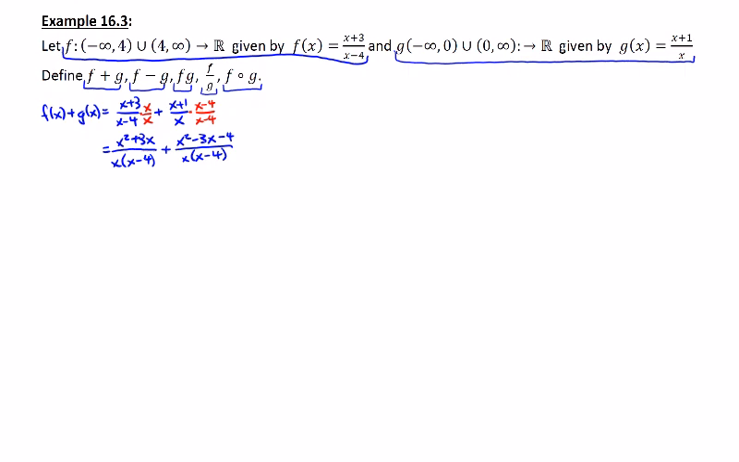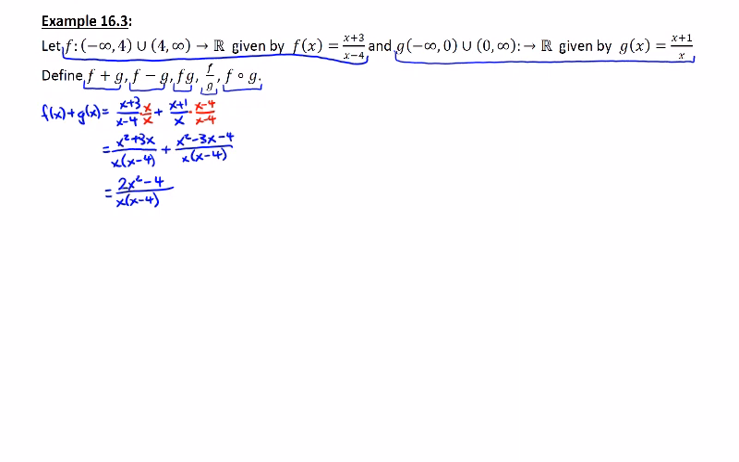And now they have common denominators. We'll add them together by combining like terms. So we'll have x squared plus x squared to get 2x squared, 3x plus negative 3x, which is not going to have any x's, and then I just have that minus 4 there. So we'll put 2x squared minus 4 all over x times x minus 4. And there we go. That is f plus g.